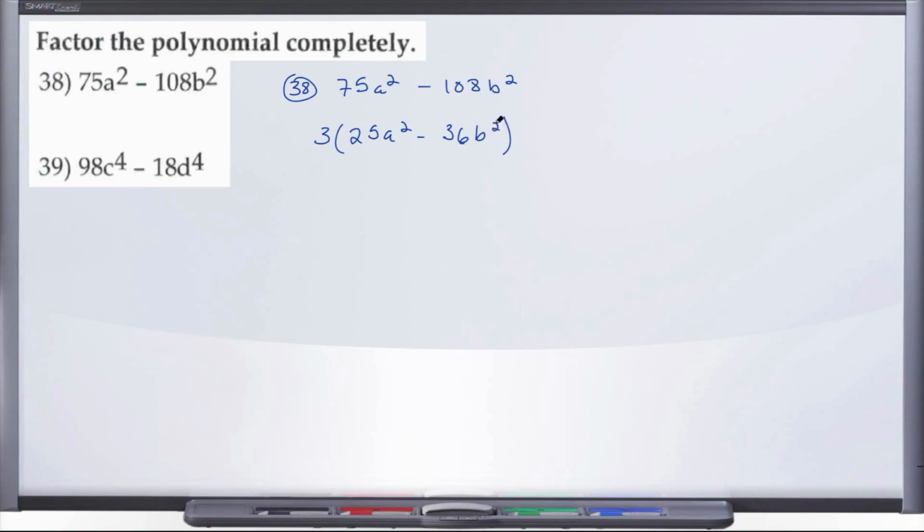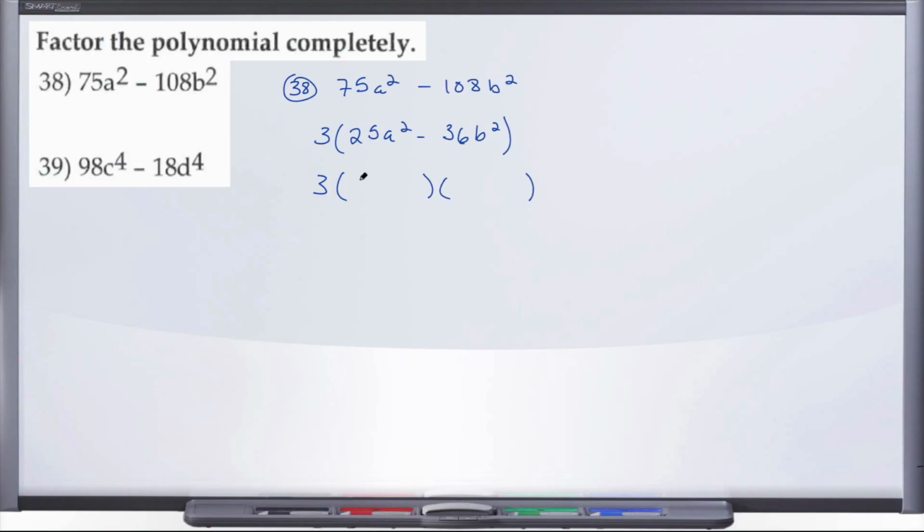Well, we're not dealing with cubes because these would have to be 3's, but we are dealing with difference of perfect squares, right? We have a subtraction, and hopefully 25 and 36 are jumping out at you as being perfect squares. So we have 3. Let's go ahead and create 2 sets of empty parentheses.